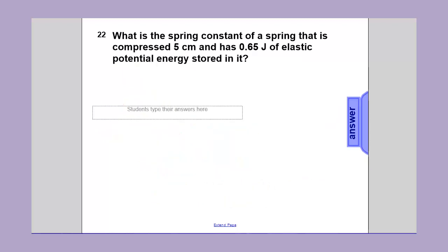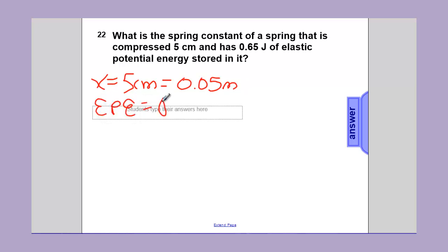Number 22, what is the spring constant? So now we're looking for K. It says our spring is compressed 5 centimeters, so that means X equals 5 centimeters, which equals 0.05 meters. And it has 0.65 joules of elastic potential energy stored in it. So that means our EPE equals 0.65 joules. And we are solving for K.